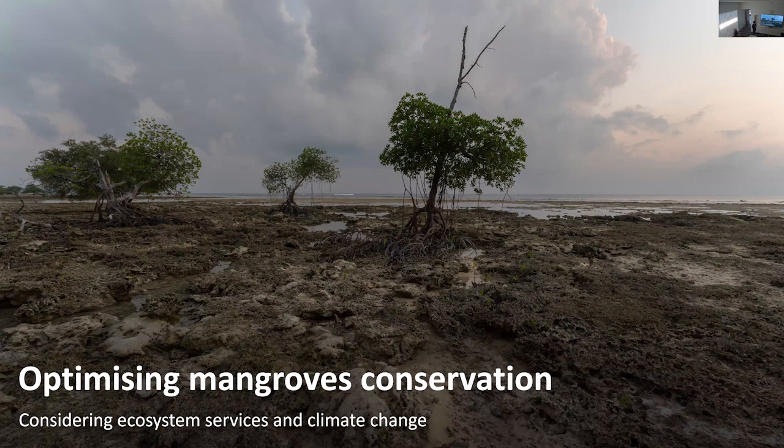Okay, so today I will talk about two of my projects. One is the one that I did during my master's, trying to maximize ecosystem services while protecting mangrove biodiversity at global scale. And the new one is the first chapter of my PhD, which is about climate-smart conservation planning for mangroves.